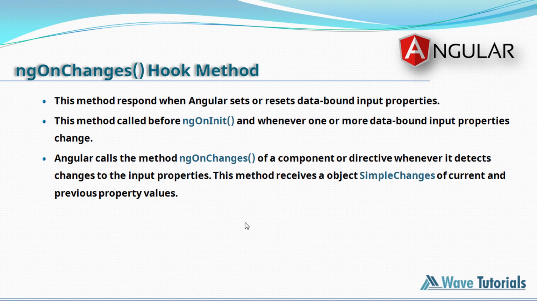In lifecycle hook methods, the first method which is executed is ngOnChanges. This method responds when Angular sets or resets data-bound input properties. This method is called before ngOnInit and whenever one or more data-bound input properties change. Angular calls ngOnChanges of a component or directive whenever it detects a change to the input property. And this method receives an object of SimpleChanges type with current and previous values. So let's open Visual Studio Code and see a practical example with the ngOnChanges hook method.